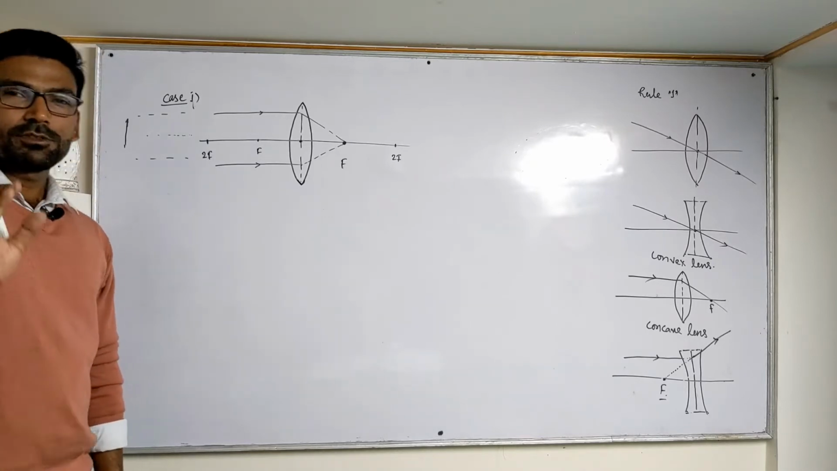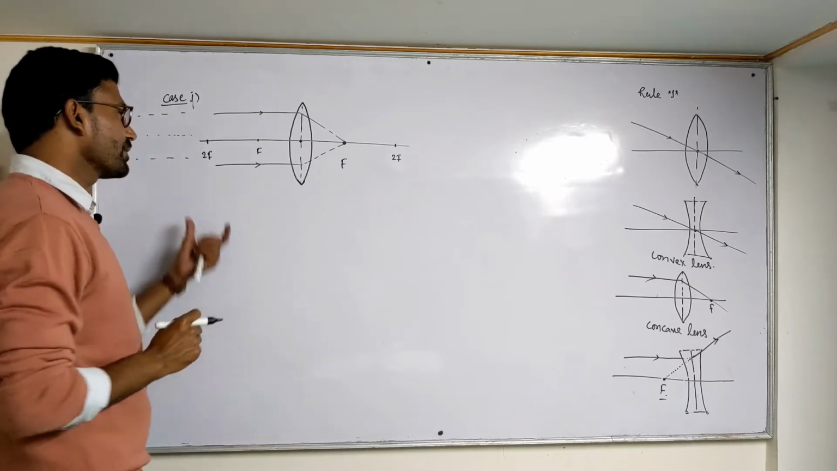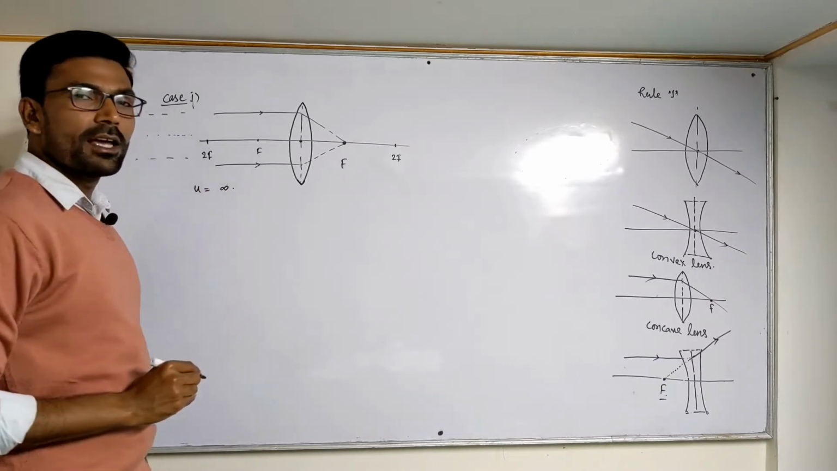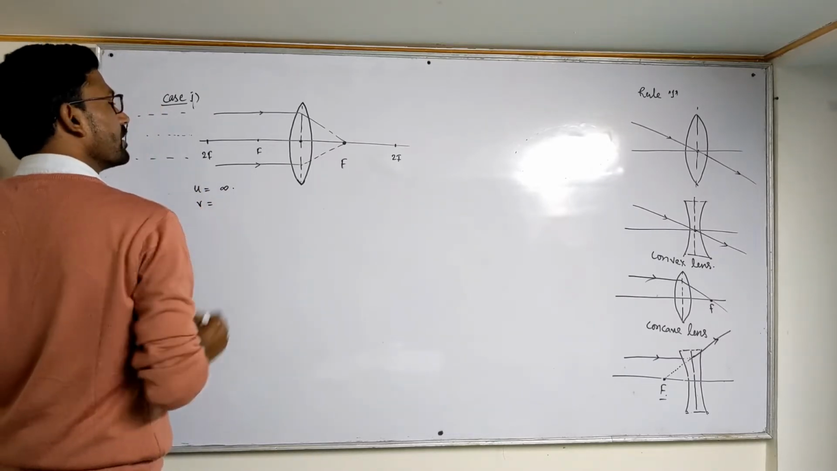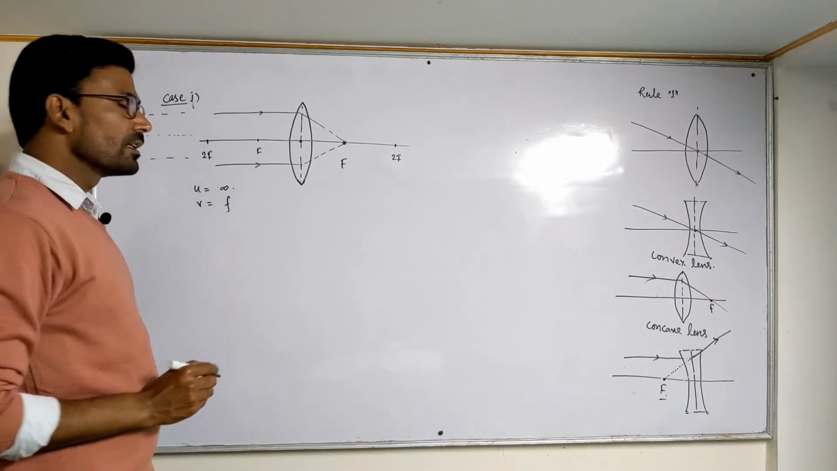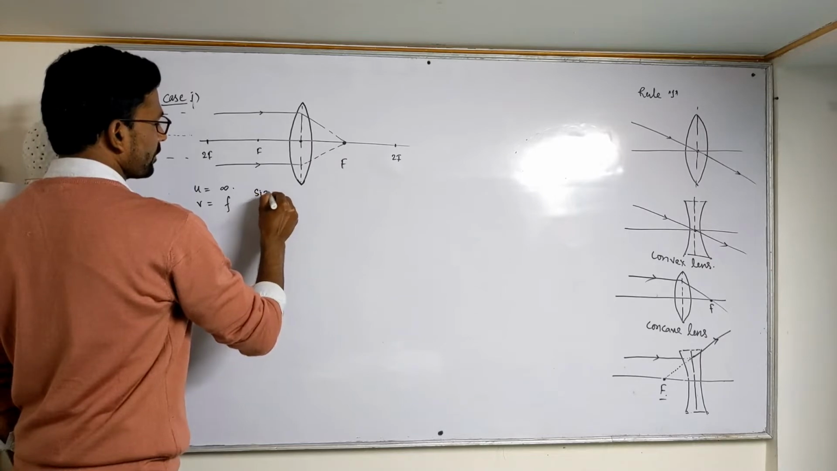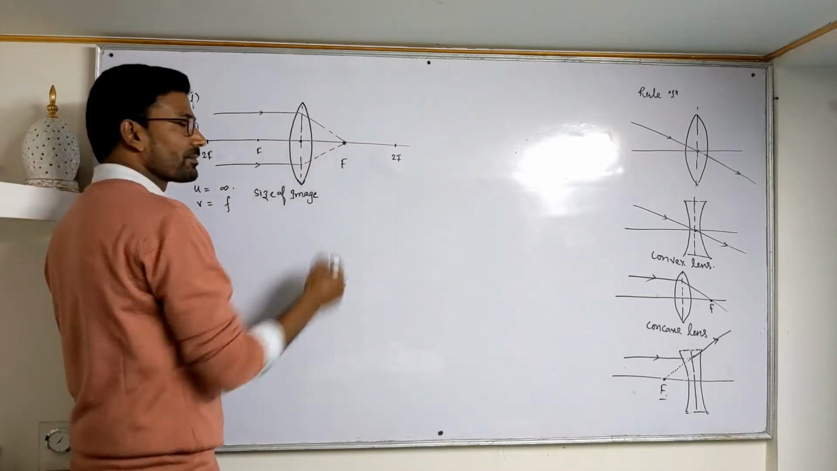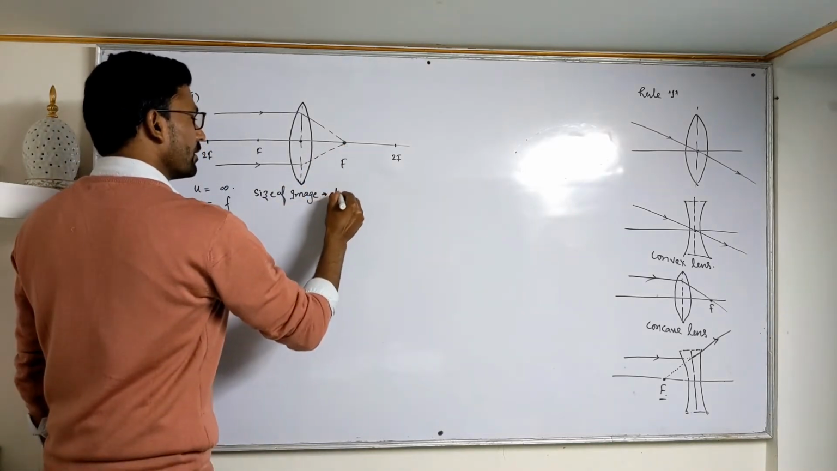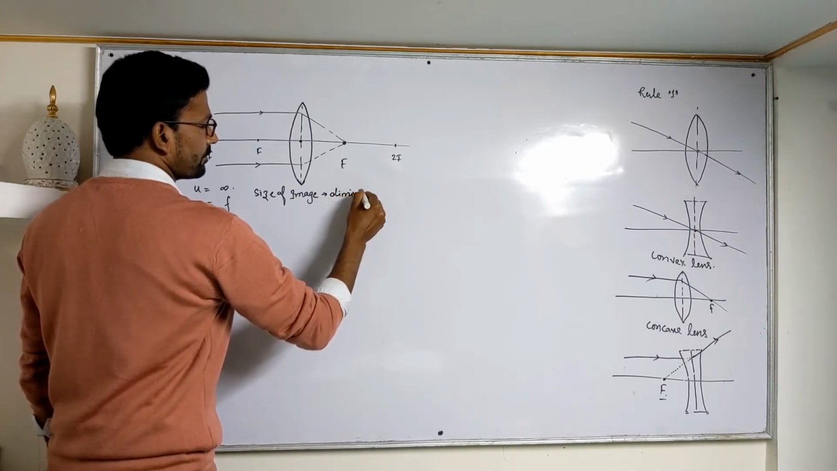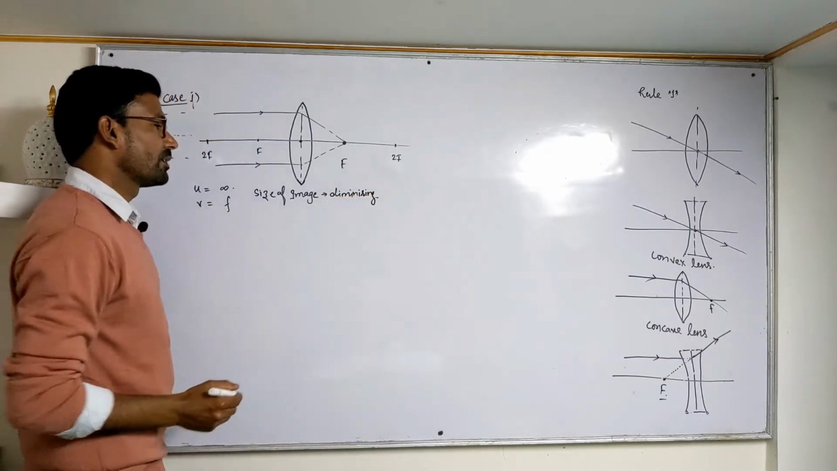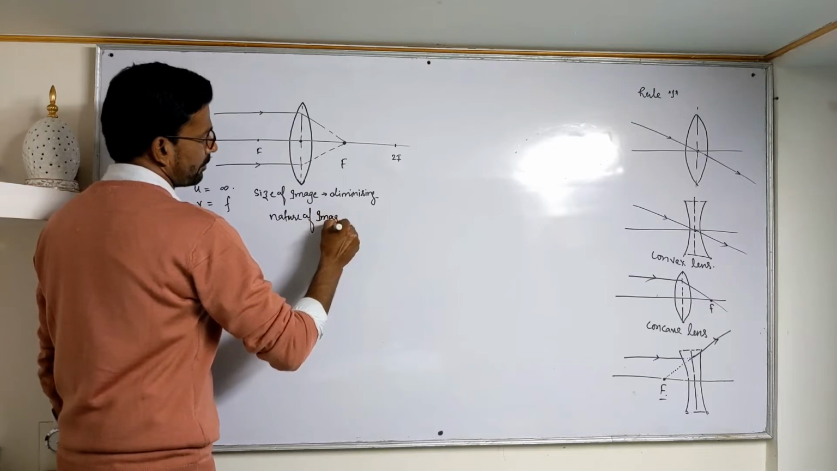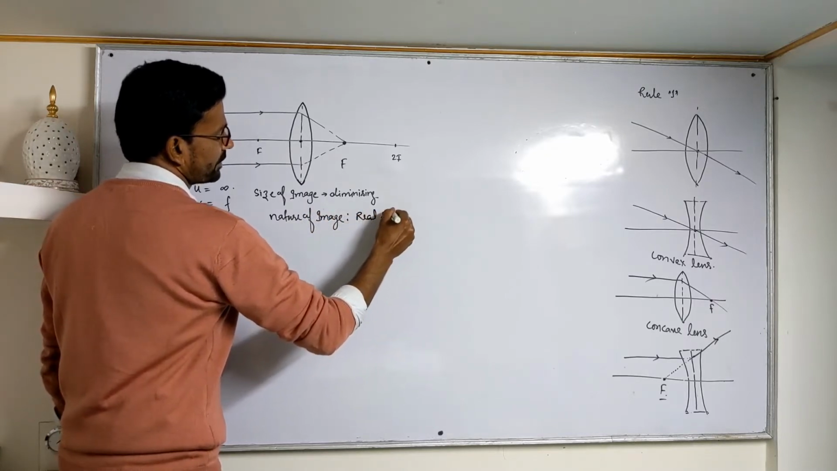Now we just want to discuss some terms. The position of the object is at infinity. It means u is at infinity. Image is formed at v equals f. Size of image, diminishing, very small, diminishing. Nature of image, real and inverted.